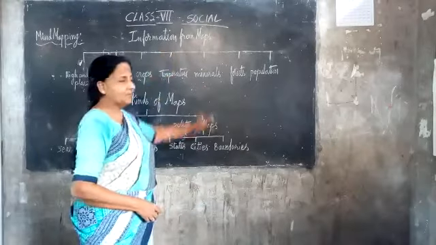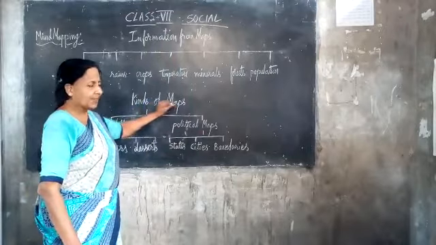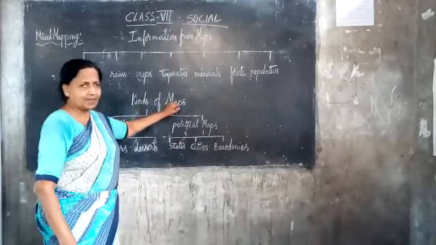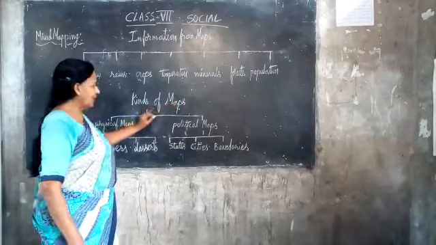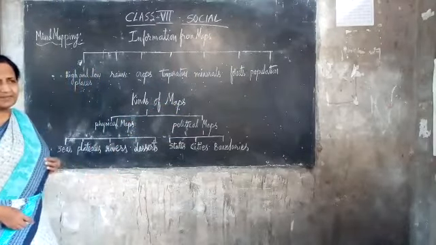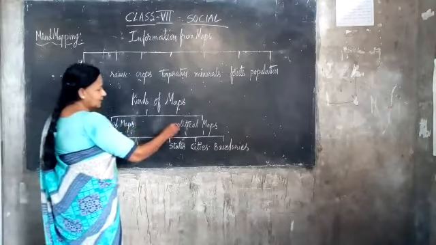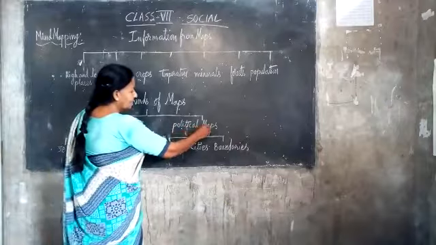Now we are going to see the kinds of maps. In maps, there are different kinds of maps. There are two different kinds of maps. One is known as physical maps. The other one is known as political maps.